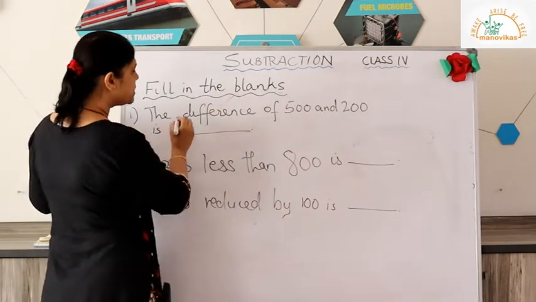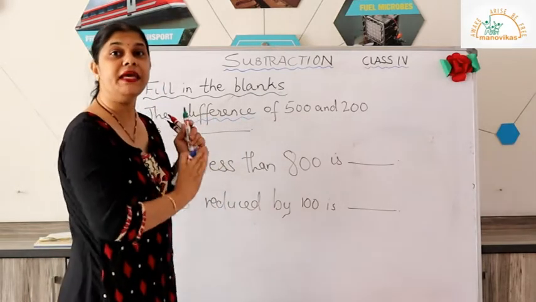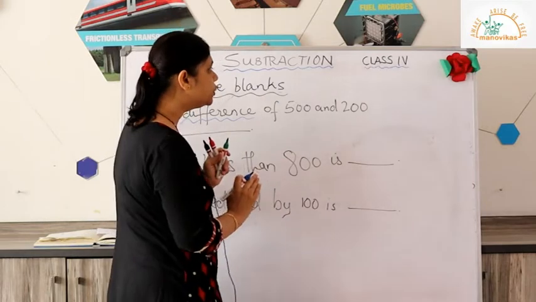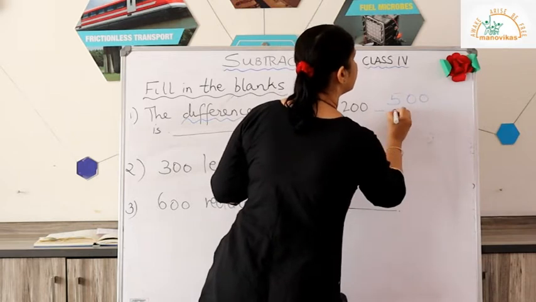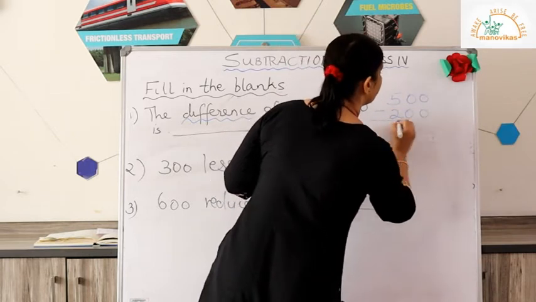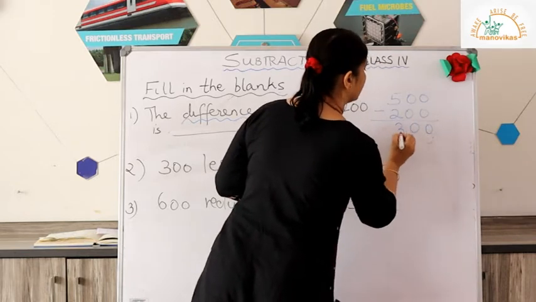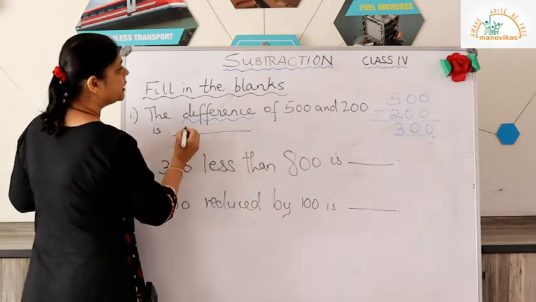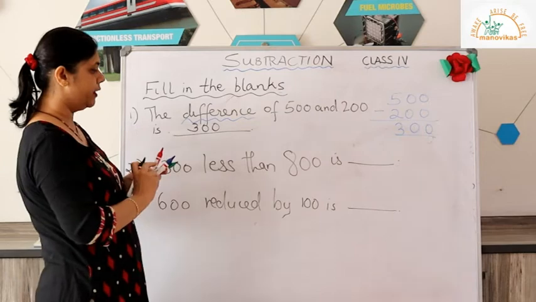Here focus on the word difference. Now the word difference means subtraction. Yes, you are correct. So now what you will do to subtract 500 minus 200. So what will be the answer here? 5 minus 2 is how much? 3. So what answer you will write here? The difference of 500 and 200 is 300.